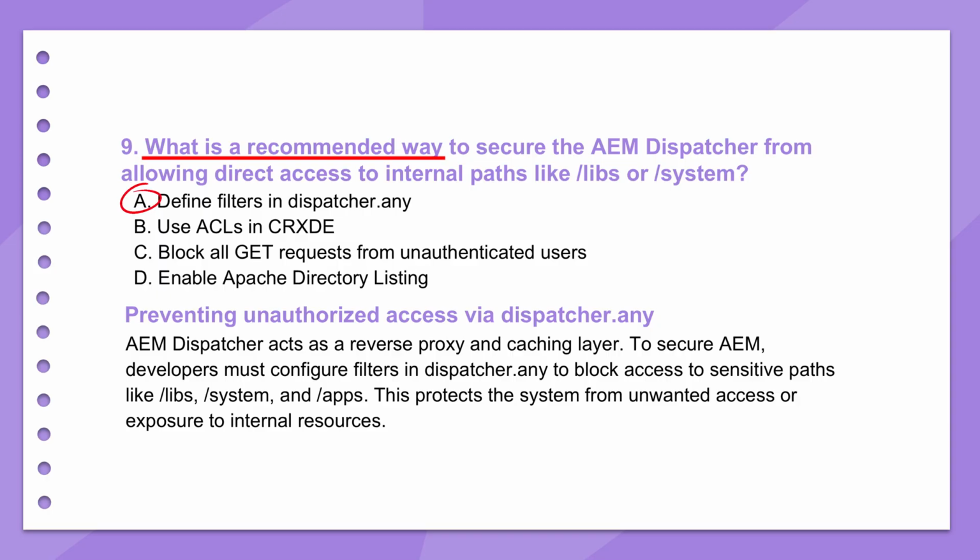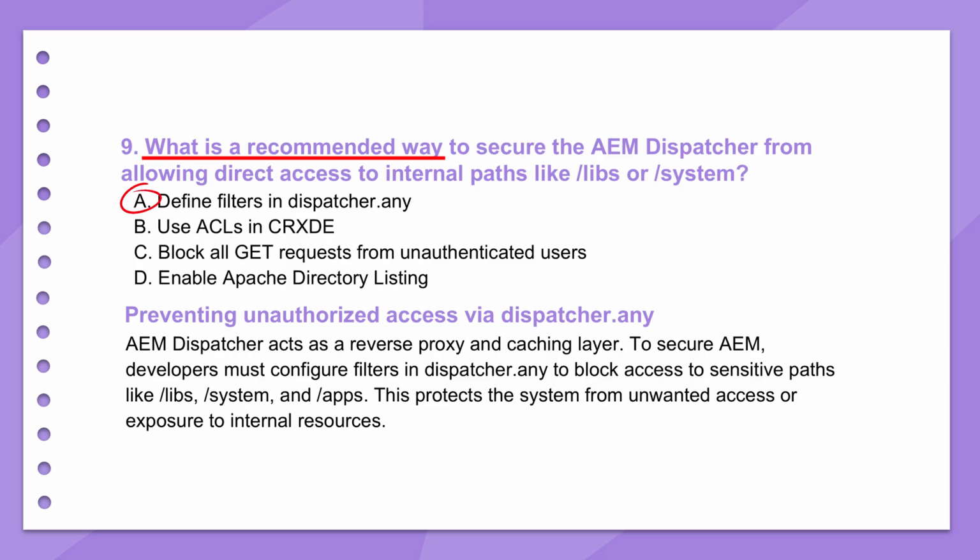Okay, so what about the other security options mentioned? B is ACLs and CRXDE. C is blocking all GETs from unauthenticated users. D is enabling Apache directory listing. Right. ACLs and CRXDE, those control permissions inside the AEM repository, who can edit what on the author instance, mainly. They don't protect the live public-facing site served via the dispatcher.